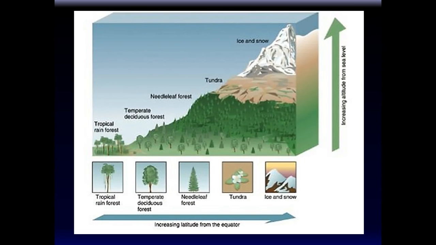This is an interesting picture. I found this fascinating. Anyway, see, as you go from the equator towards the North Pole, you see a change in, of course, the climate, right? You also see a change in the different types of trees you find: tropical rainforest, the temperate deciduous forest, and then the evergreens. So this is a change in the environment as you go from the equator to the North Pole.